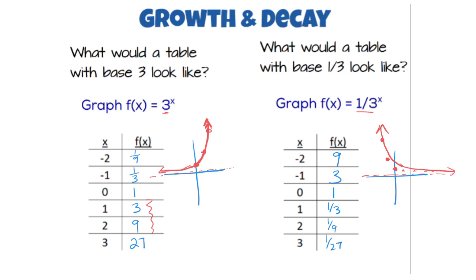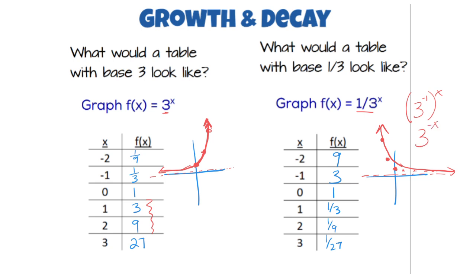It's a nice reflection over the y-axis. You can see that it is reflected. The reason that it has reflected is this 1/3 could really be written as 3 to the -1st to the x power, which would be 3 to the -x.